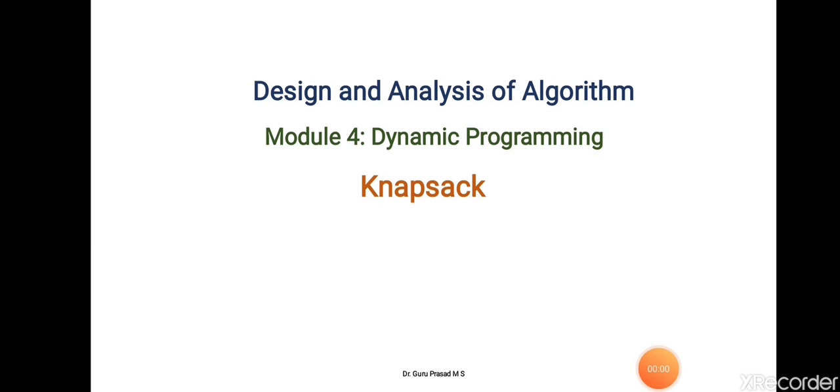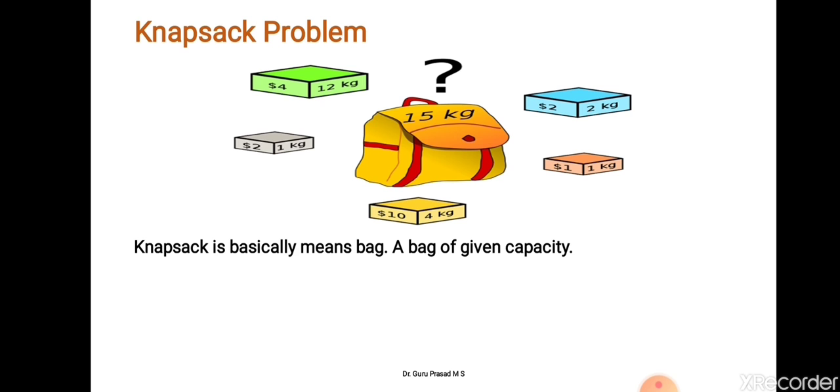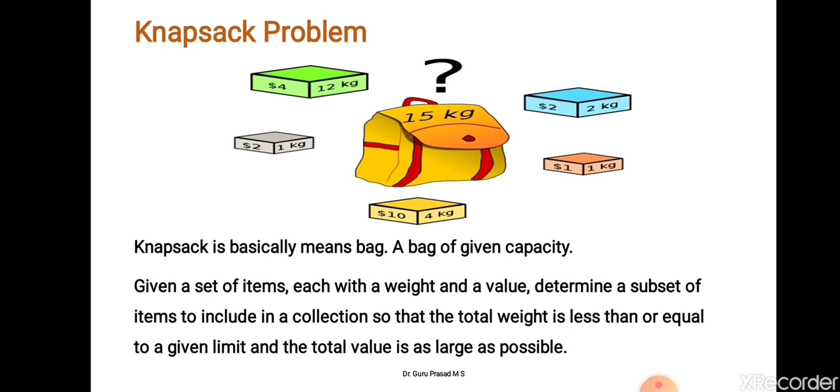Hello students, today's topic is knapsack. Knapsack basically means a bag of given capacity. There are n items available with their profits, and you have to add the items in such a way that you get the maximum profit. It is not possible to add all the items into the bag. You have to add the items in such a way that you get the maximum profit.